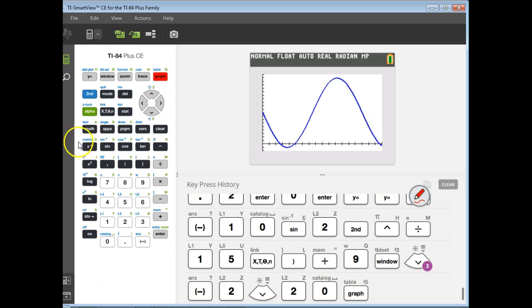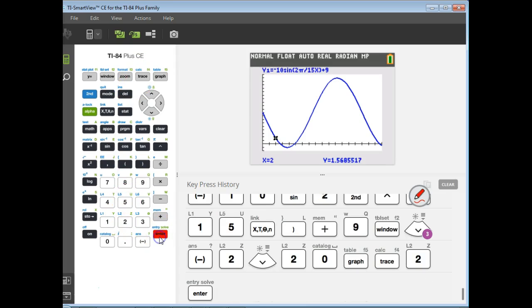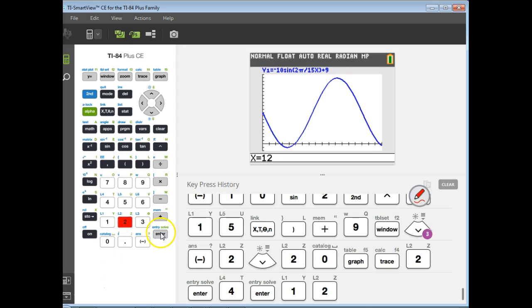Okay, so answering some questions. At 2 minutes, trace 2. The water level is at 1.6 meters. Make sure you're labeling these questions. At 4 minutes, we got -0.9 meters. And then at 12 minutes, we got 18.5 meters. And then it does say, according to your model, what will the minimum depth of the water be? And we already knew that minimum to be -1 meters.